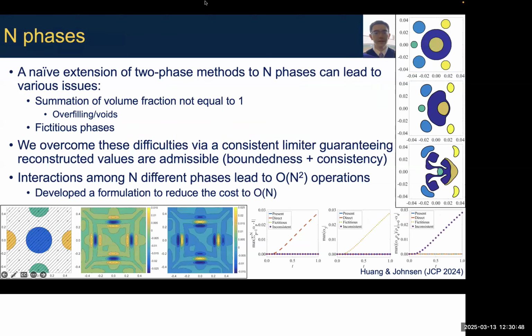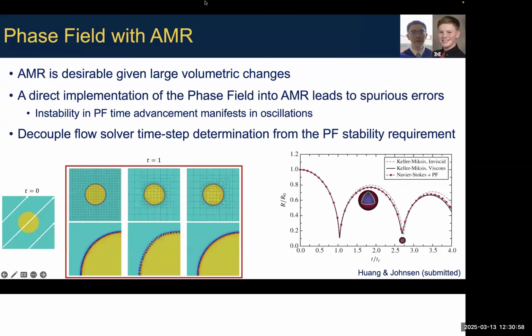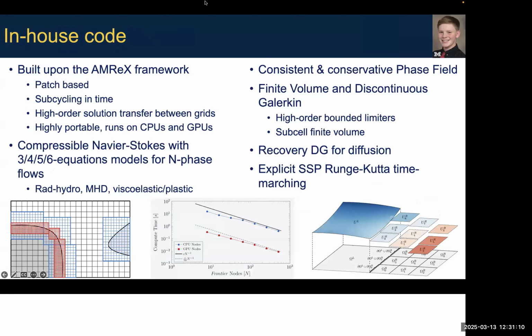Maybe in the interest of time, I'll go a little bit fast here. I already talked about the problem that even if you start with n phases, you might end up with n+1 or n-1 or some different number of phases, and so you have to be a little bit careful there. But getting to maybe more interesting, applying the phase field with adaptive mesh refinement, which is something that we've been interested in, also can lead to some spurious effects that are problematic.